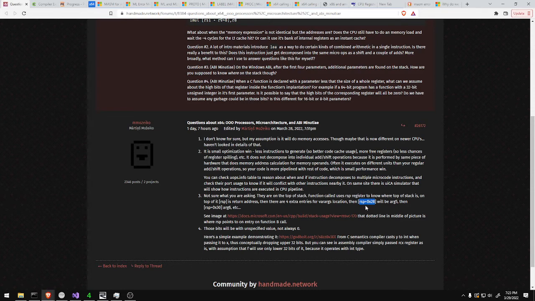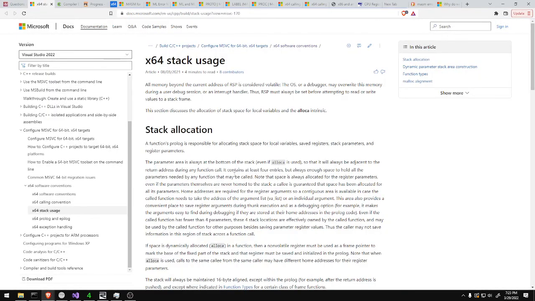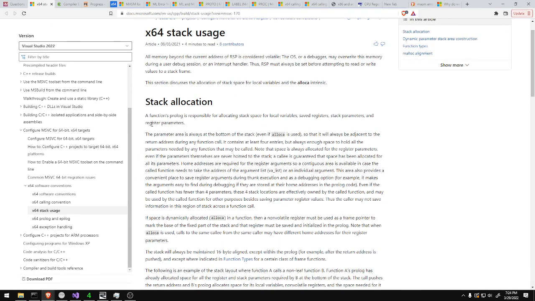So that's another time where you dig into the stack, and you dig past some 4 slots for vararg's locations, at least according to what he's saying here. And the higher arguments are even deeper into the stack. But that's sort of like saying that there's 4 slots there that are always reserved. A function's prolog is responsible for allocating stack space for local variables, save registers, stack parameters, and register parameters. Register parameters, I don't know what that means.